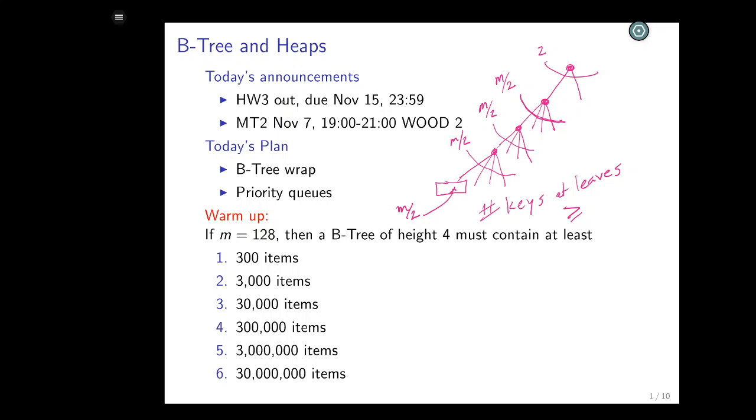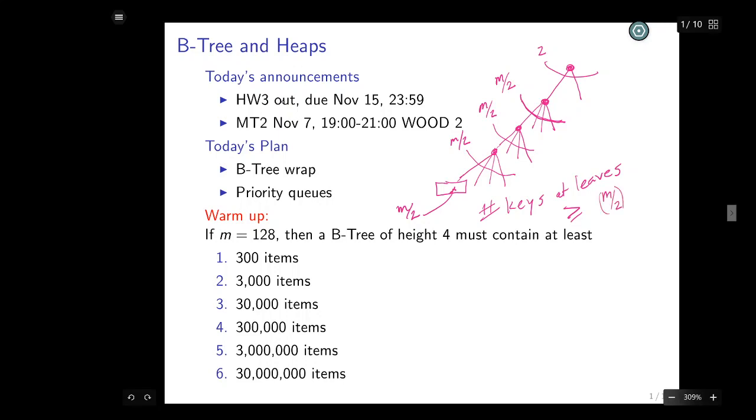So if I tell you that I have a tree, and that tree has 2 children at the root, and then the children of the root have at least M over 2 children, and each of their descendants have at least M over 2 children, and every one of the nodes down at the bottom has at least M over 2 keys in the leaves, how many keys are at the leaves? Come on, somebody say something. M over 2 to the height.